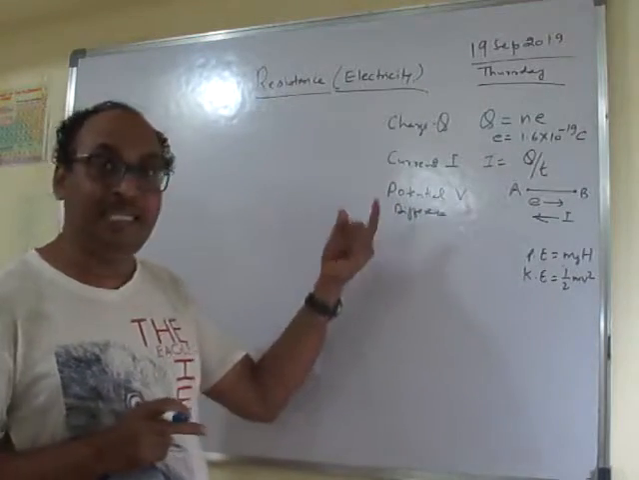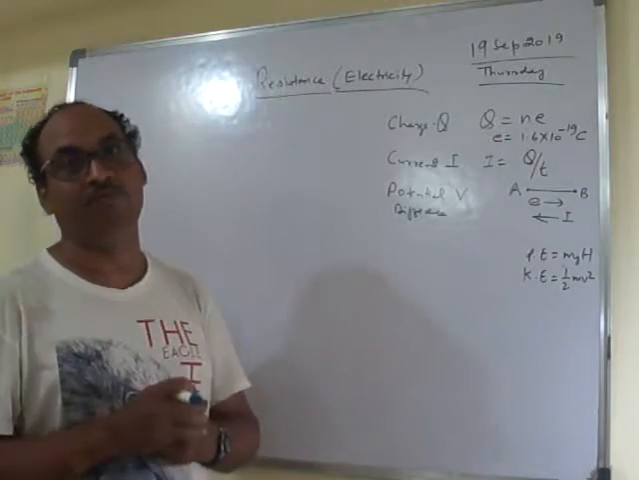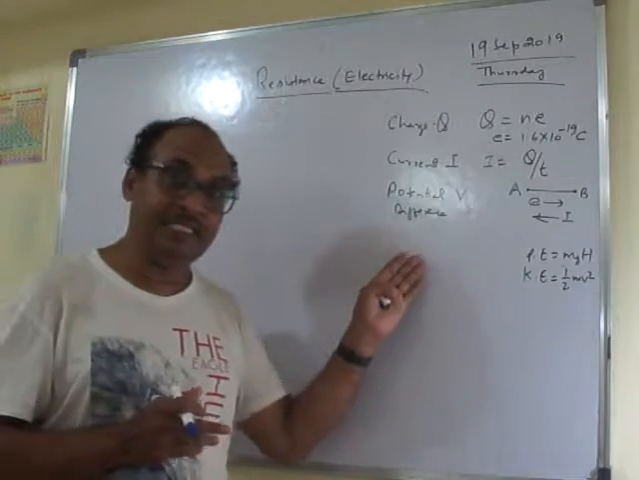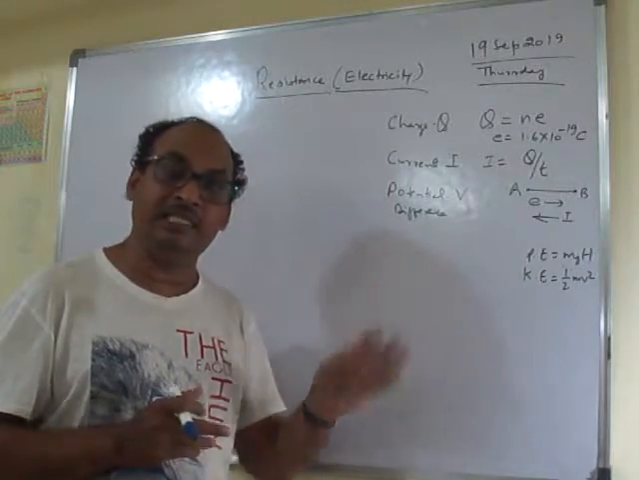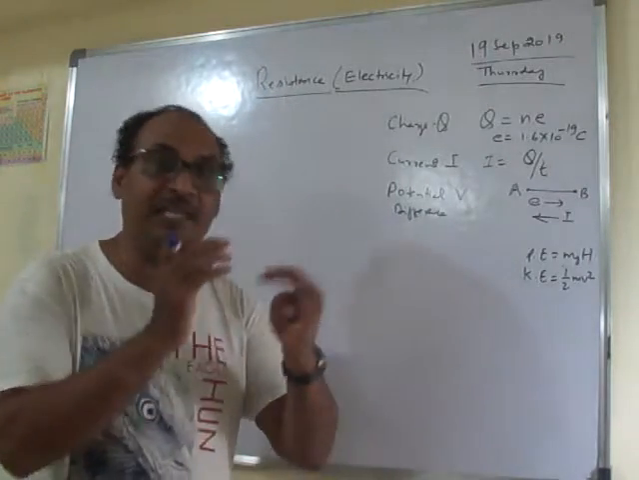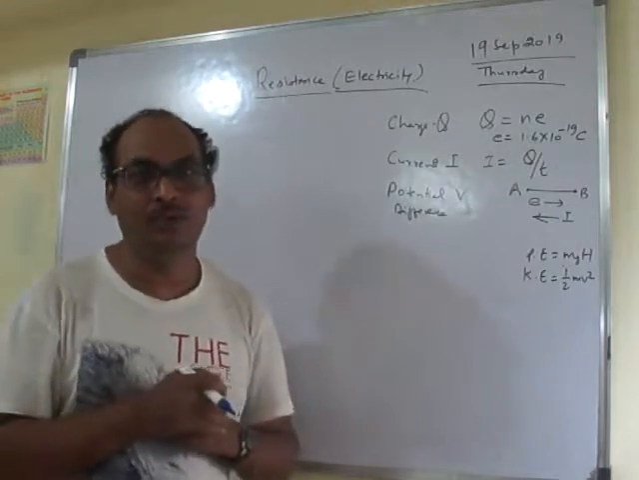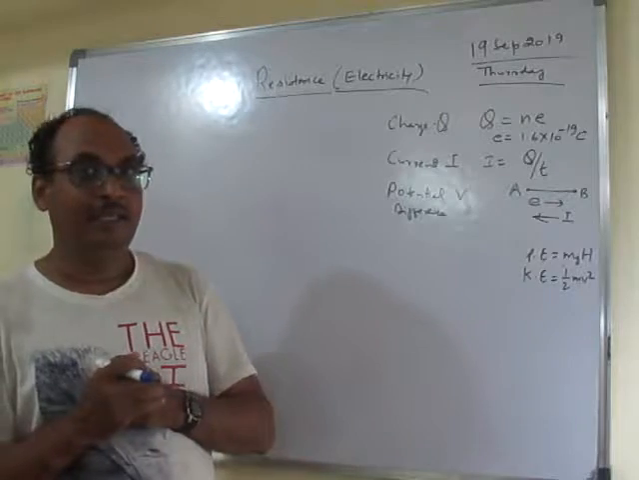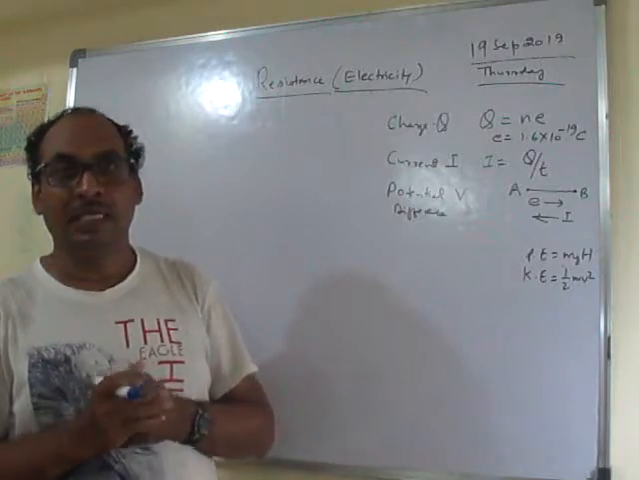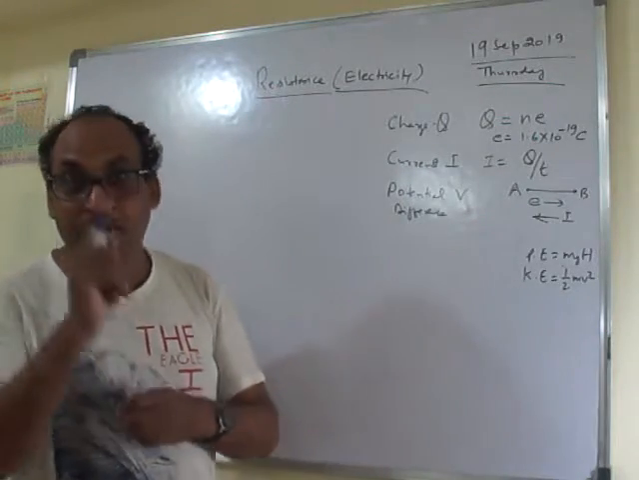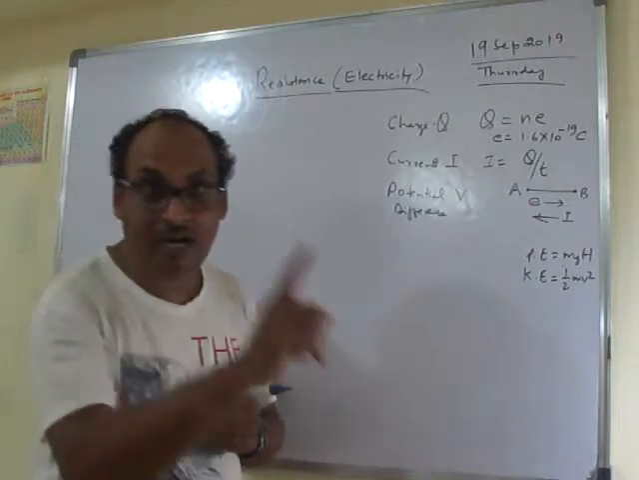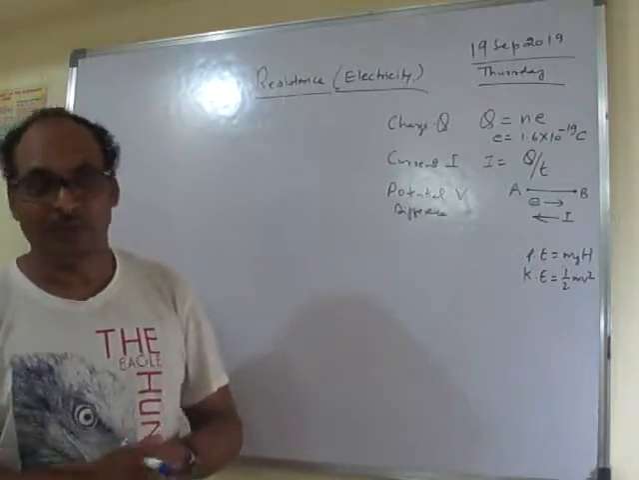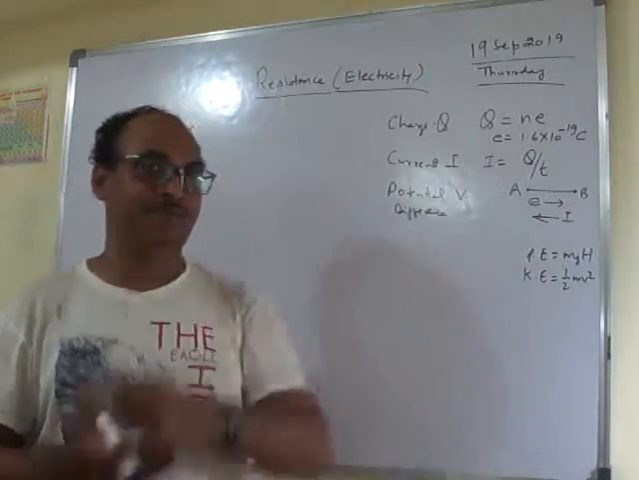So what is it? It is the amount of work done. It is also one type of energy. Potential difference is the amount of work done, and work done is also energy only. The amount of work done in bringing a charge from one place to another.